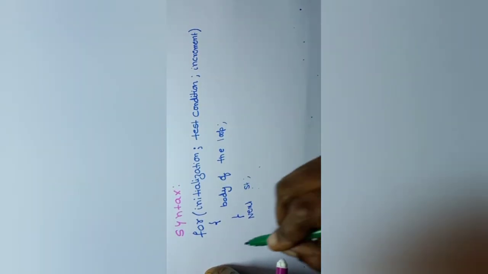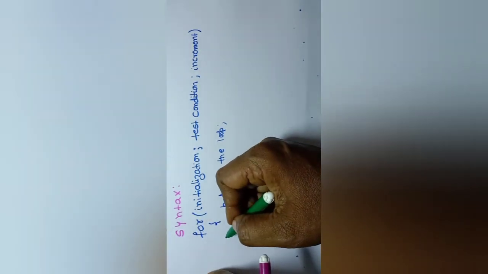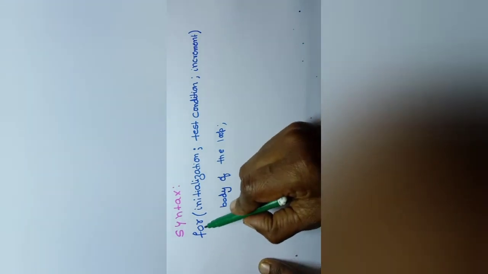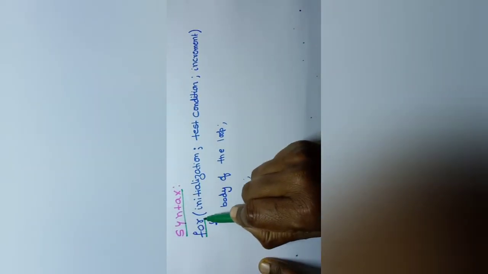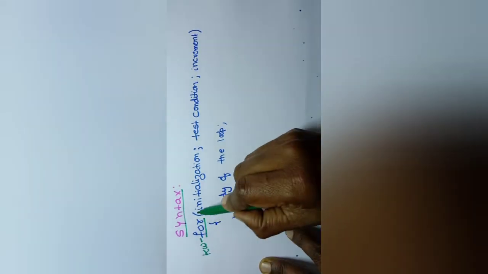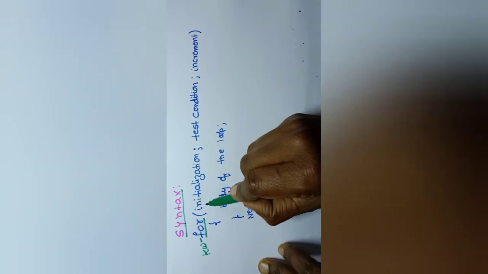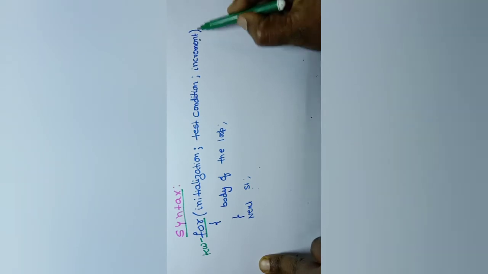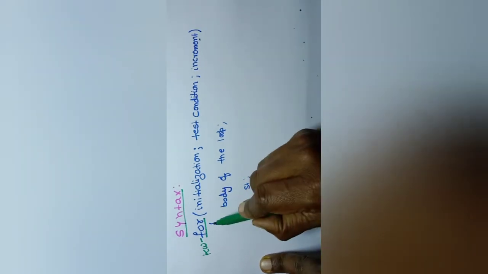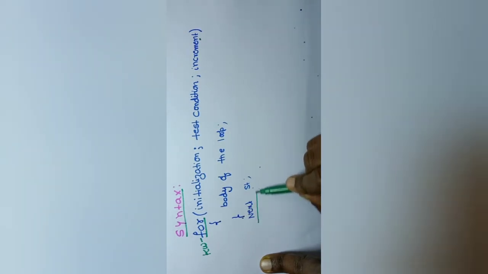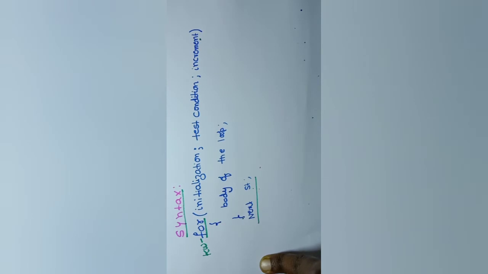So here you see once again the syntax is very important and very easy. First you are going to write the for. For is a keyword. All of you know what a keyword is. And in the bracket you are going to write the initialization, test condition and the increment. Close the bracket. Next, opening brace, body of the loop, end brace, and afterwards we are going to write the next statement. Okay, let us see the working.